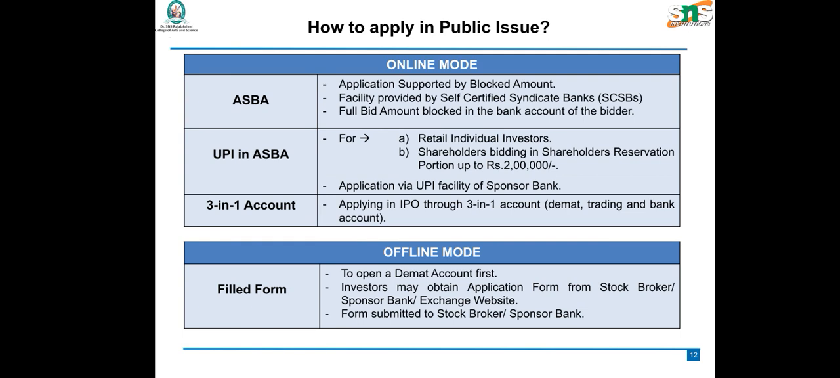If you want to apply for IPO in offline mode, this can be done through a filled form. To open a Demat account first, investors may obtain the application form from a stockbroker or sponsor broker or the exchange website. The form is submitted to stockbrokers or sponsor bank, through which you can apply for IPO.